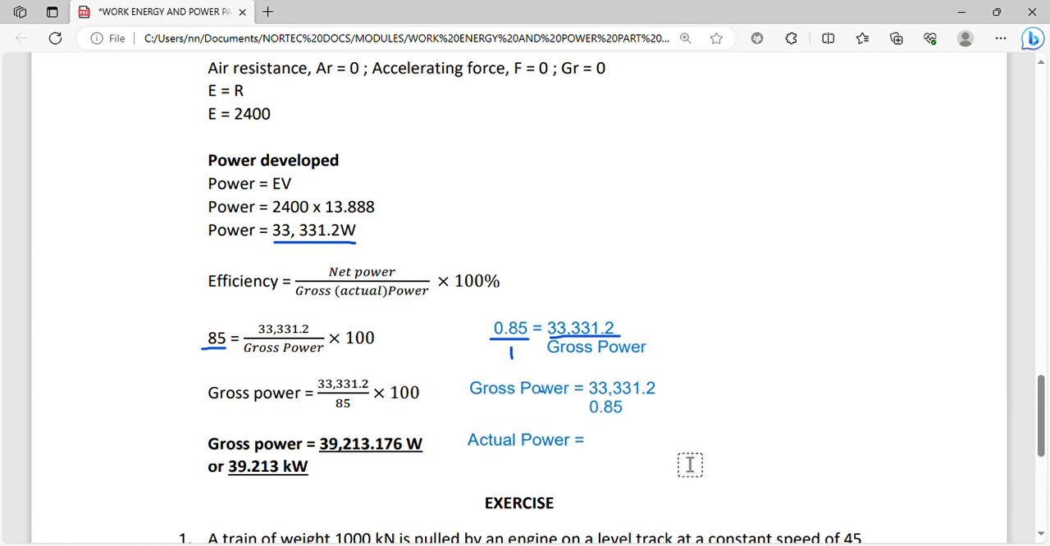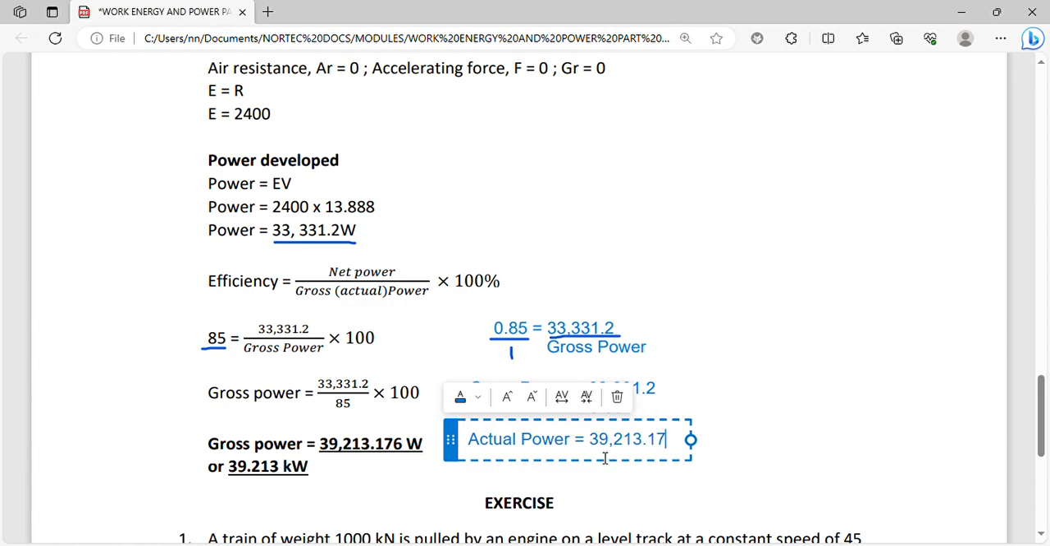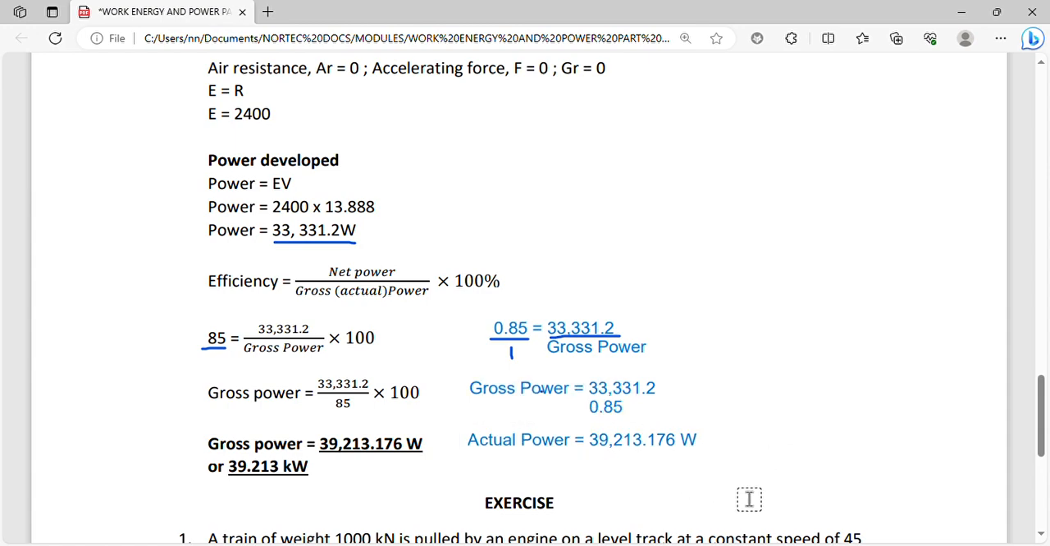Alright, so this one is supposed to give us the same thing because what you see there, 100 over 85 is 0.85. So what we should get is the same answer we had earlier. The one confirmed, 39,213.176. And this is power, so it will be in watts. Meaning the engine should give us 39.213 kilowatts in order for us to have the actual power on the output being 33.331 kilowatts. In between, we will have those losses happening, which are very normal.